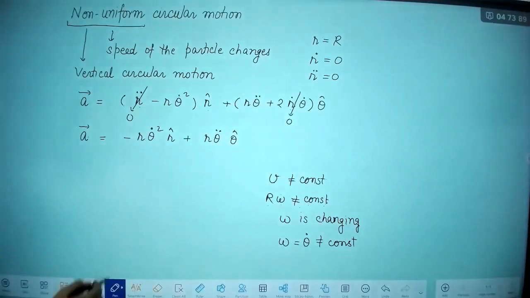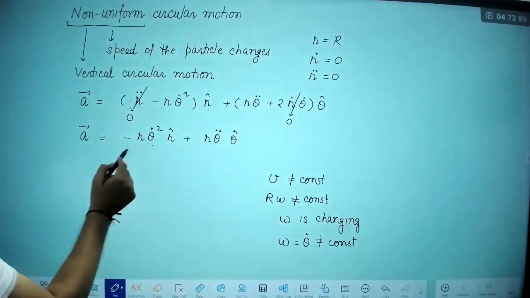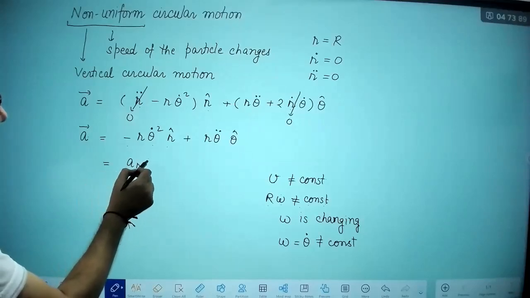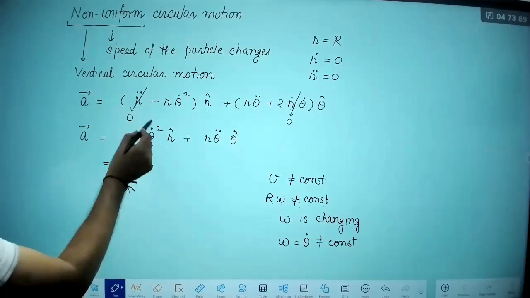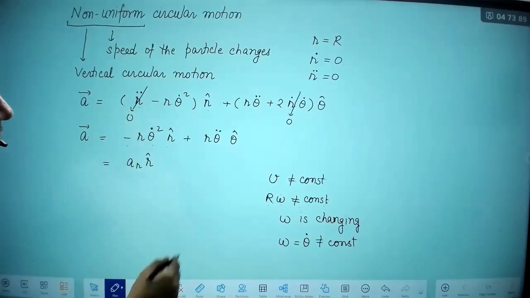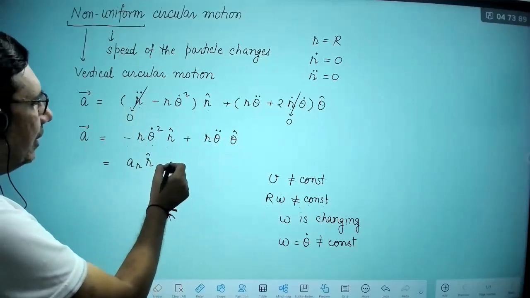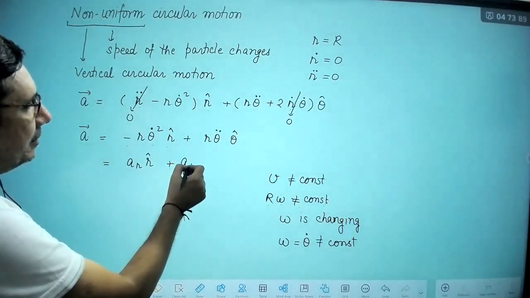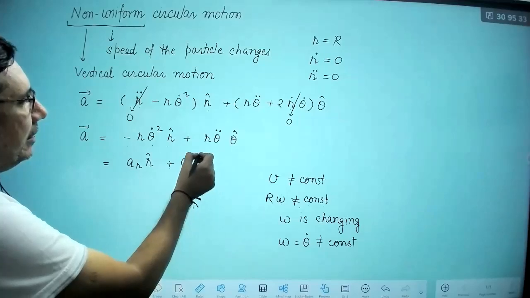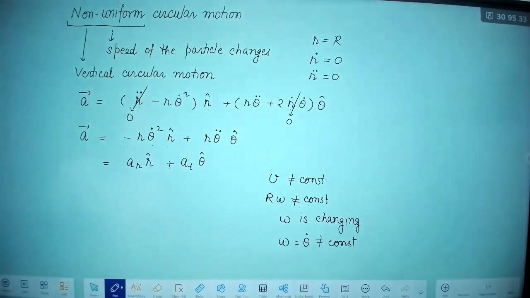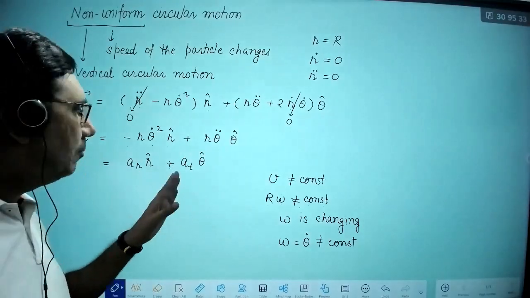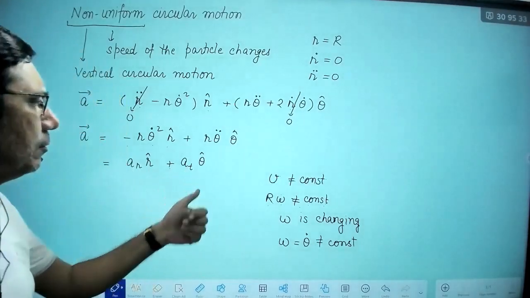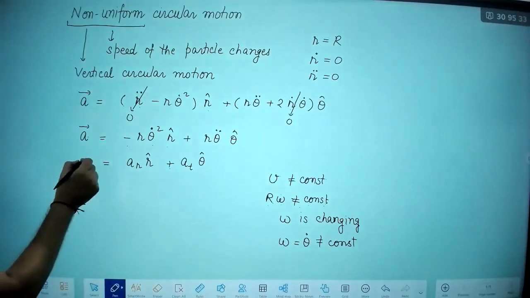This first part is the acceleration in the radial direction, and we call it centripetal acceleration. And this is the tangential acceleration. We call it AT or A theta. Particularly in case of circular motion, we call it tangential acceleration, but in other cases, you can also write it as A theta.